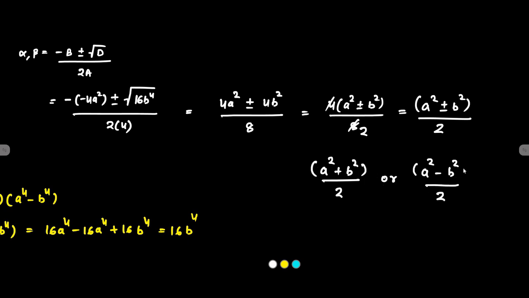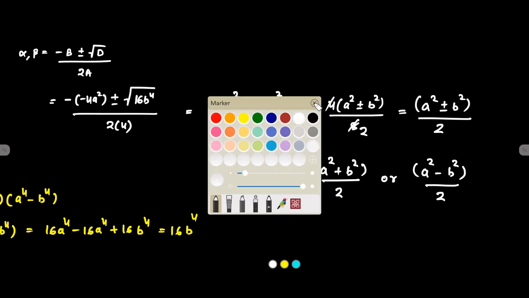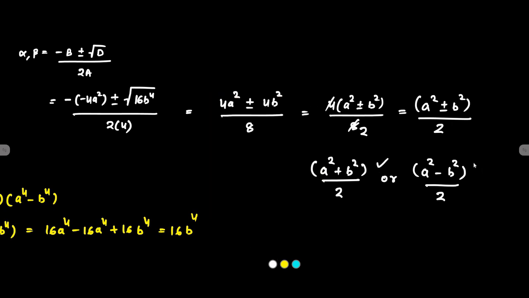These are the two roots of the quadratic equation, possible roots, a square plus b square by 2 and a square minus b square by 2. Okay, so this is the solution of the given quadratic equation.